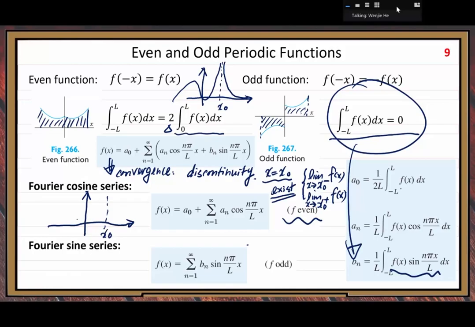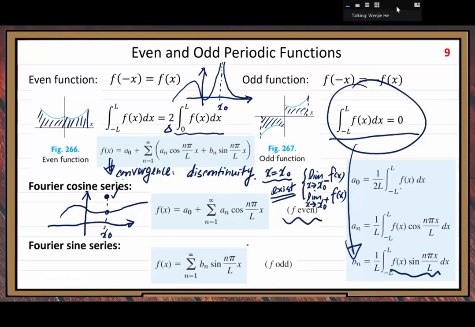You have left limit, right limit, right? So the function, left limit and right limit are the same. But at this x0 point, the function value is different. Jump. The function value is here, not here. In this case, we call this a removable discontinuity.